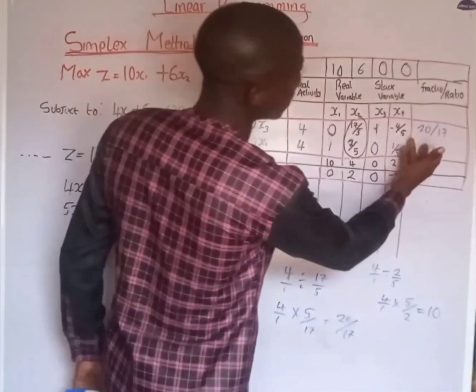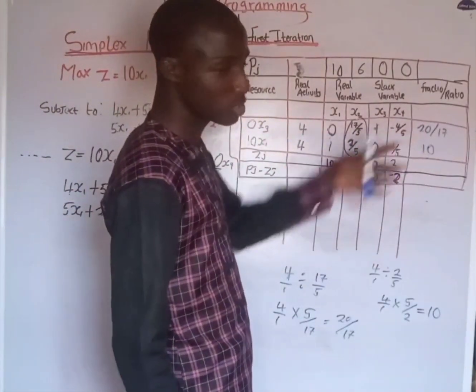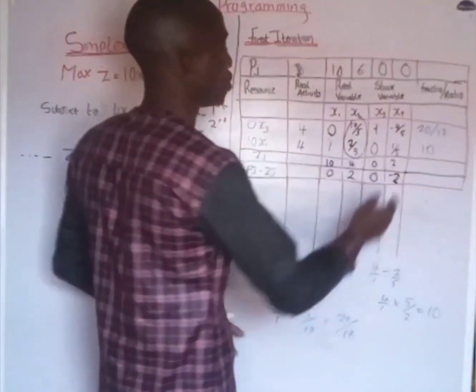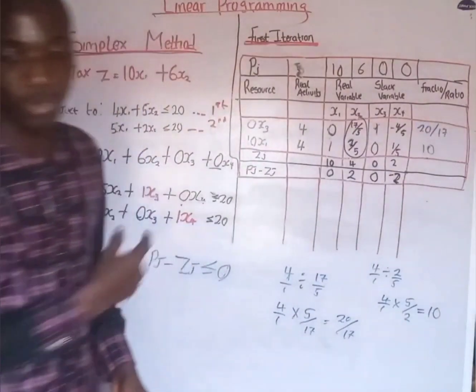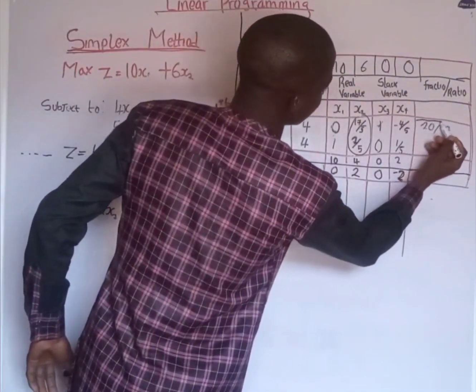Now, if you look at this, 20 over 17 is less than 10, and they are both positive. So the row whereby 20 over 17 fails to... That will be my key row, and that's what I'm going to be circling. I will have to circle from this place.